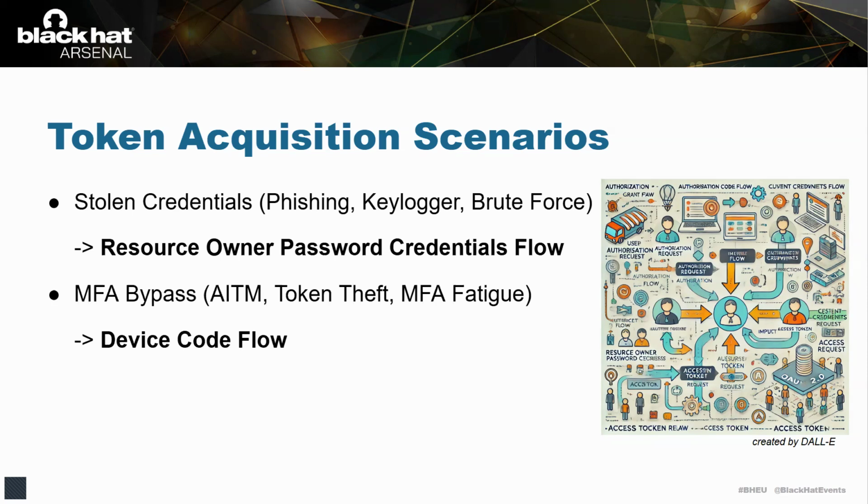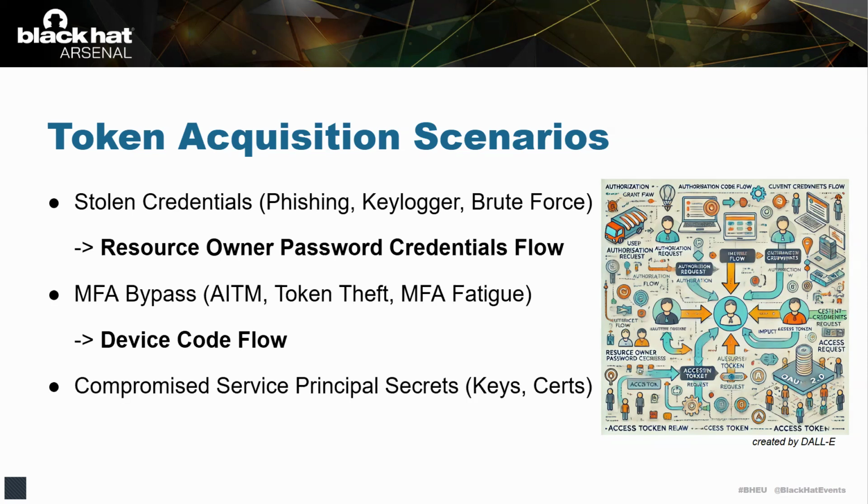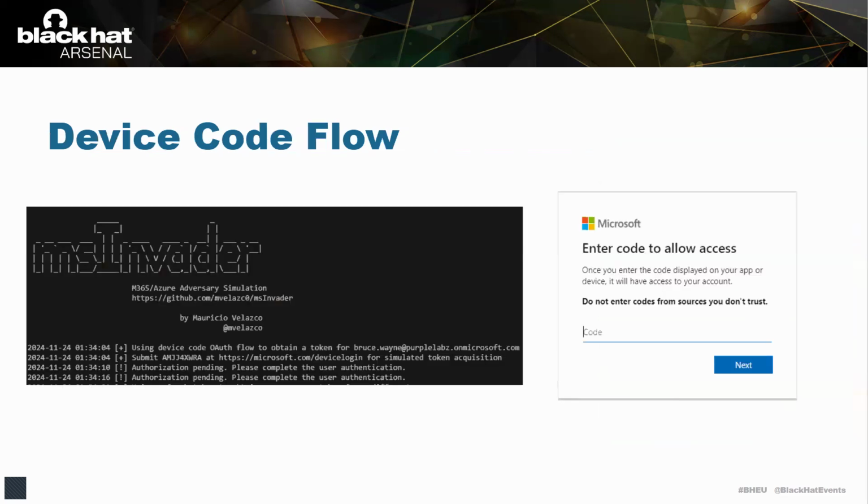And finally, if we want to simulate the scenario of a compromised service principal secret, then we can use the client credentials flow, which allows us to obtain a token for a service principal. So using these different OAuth flows allows us to simulate different post-authentication attacker scenarios.